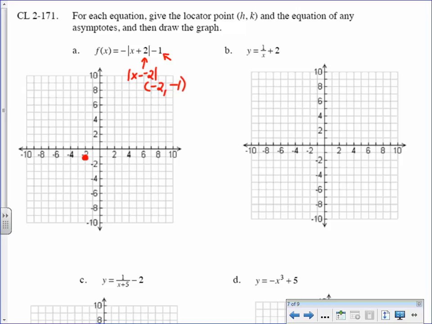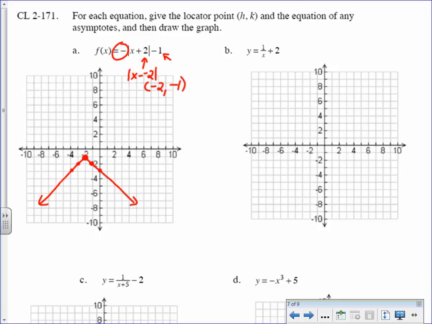An absolute value is a V shape, and I can see that this V is going to open downward by the negative out front. Since it's a negative 1, that means my slope is really 1 on each side. And you can see that I'm going down 1 over 1 on each side to create a V graph. And that's it for the absolute value.